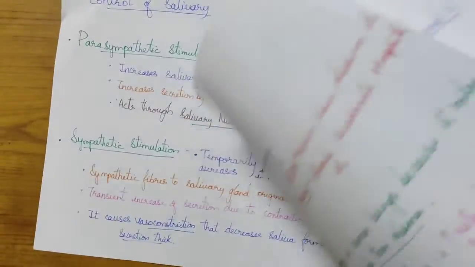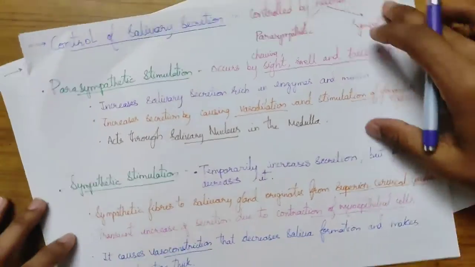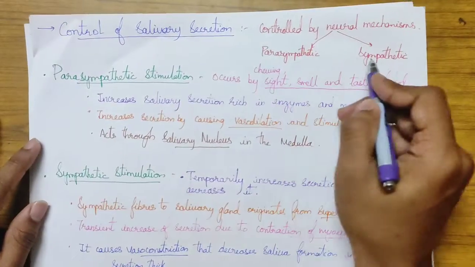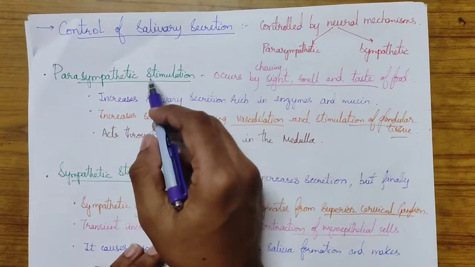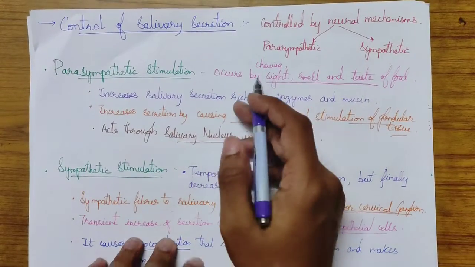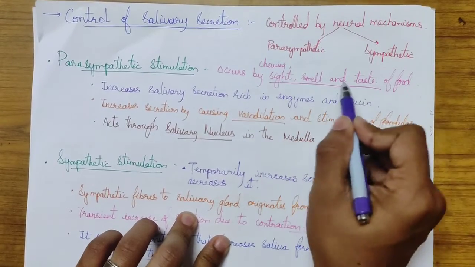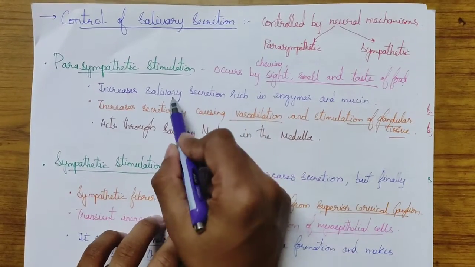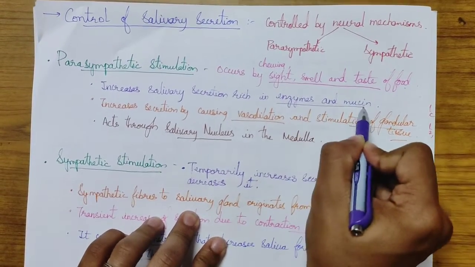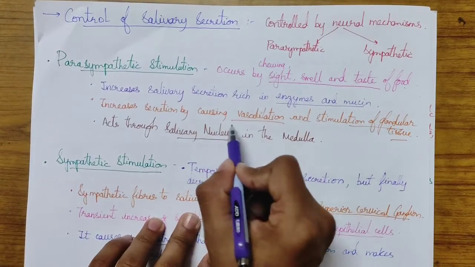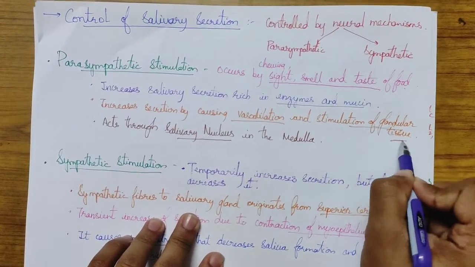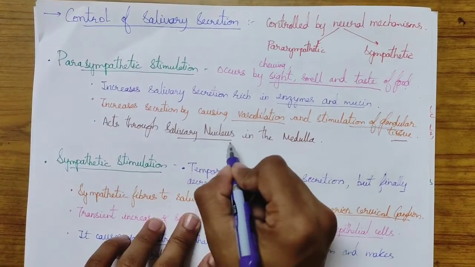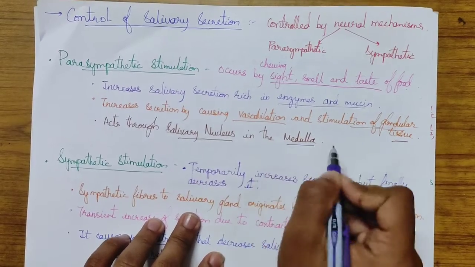Now let's talk about the control of the salivary secretion. How is it controlled? It is controlled by the neural mechanisms, that is parasympathetic and sympathetic. Let's talk about the parasympathetic stimulation now. It mainly occurs by chewing, sight, smell and taste of the food. So these are the main stimulants for the parasympathetic stimulation. It increases the salivary secretion rich in enzymes and mucin. It also increases secretion by vasodilation and stimulation of the glandular tissue. So vasodilation is important in the parasympathetic stimulation. It acts through the salivary nucleus which is present in the medulla.